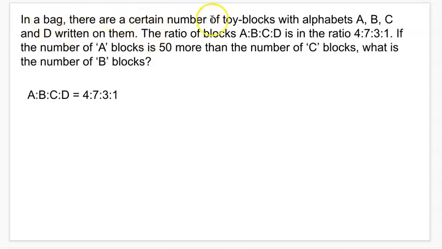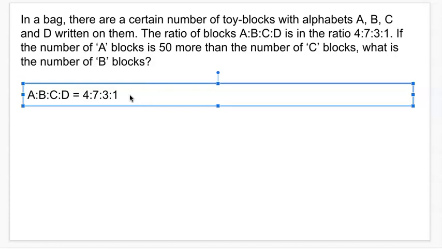So in a bag, there are a certain number of toy blocks with alphabets A, B, C, and D. The ratio of A, B, C to D is 4 to 7 to 3 to 1. So I wrote that down here. If the number of A blocks is 50 more than the number of C, what is the number of B?